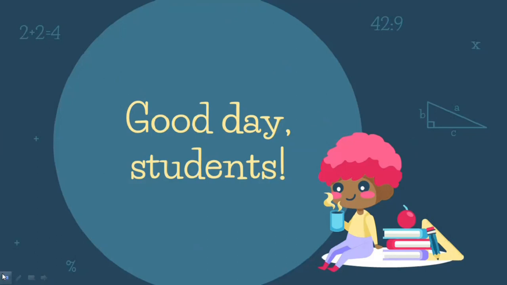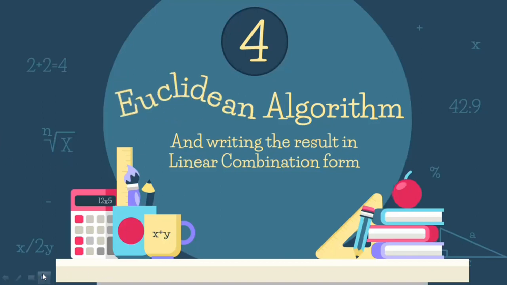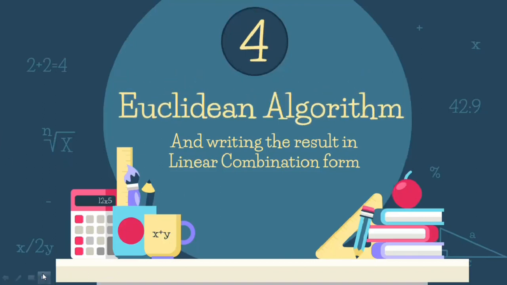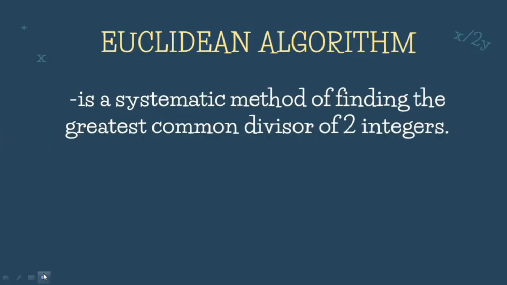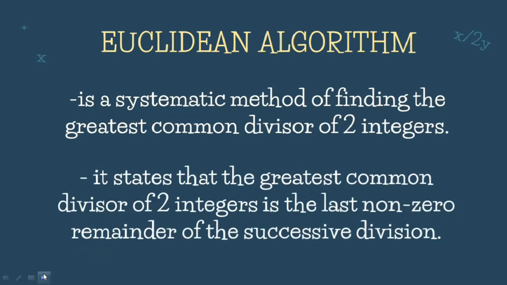For today's video, we're going to talk about the Euclidean algorithm and writing the results in a linear combination form. So just a little background po, the Euclidean algorithm is a systematic method of finding the greatest common divisor of two integers. Also, it states that the greatest common divisor of two integers is the last non-zero remainder of the successive division.